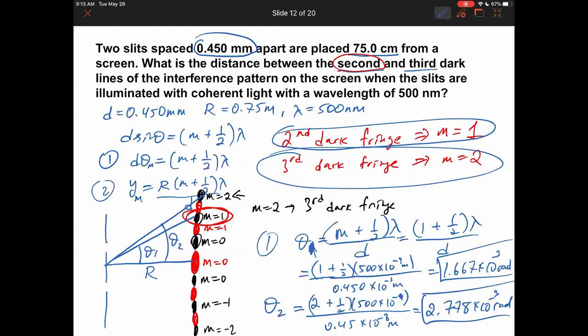Again, another thing we could have done here is use this to find the linear distance. So we have exactly the same thing because we have the R. R was given to us, and same order, right? M is either 1 or M is 2, depending on the second and third fringes. Okay.